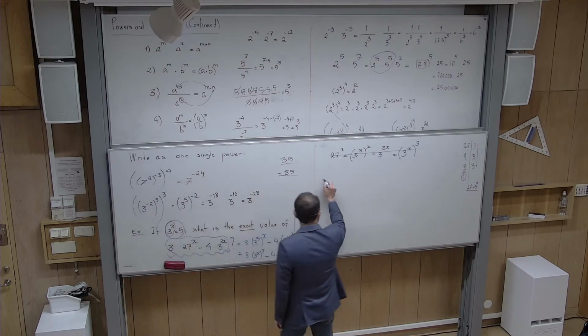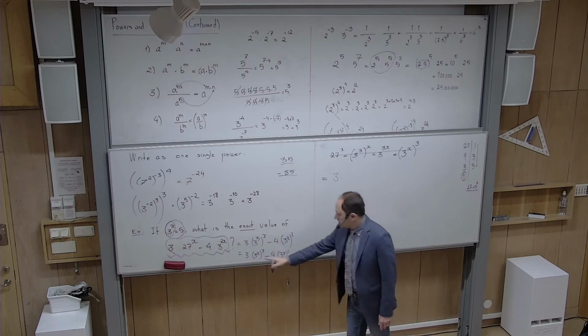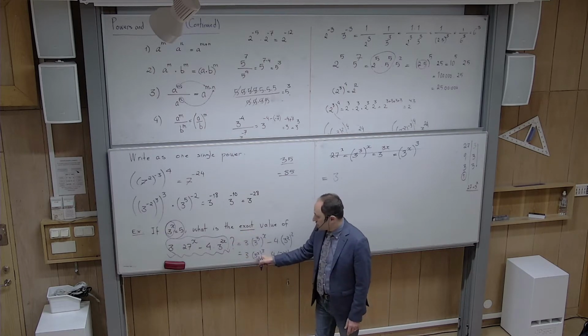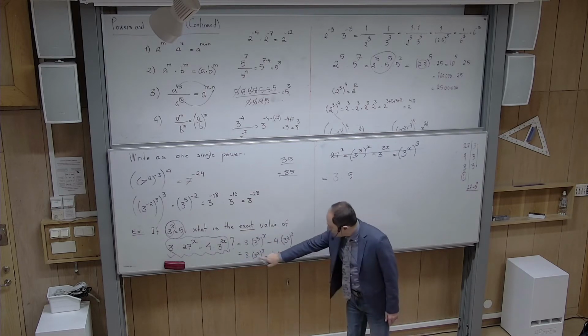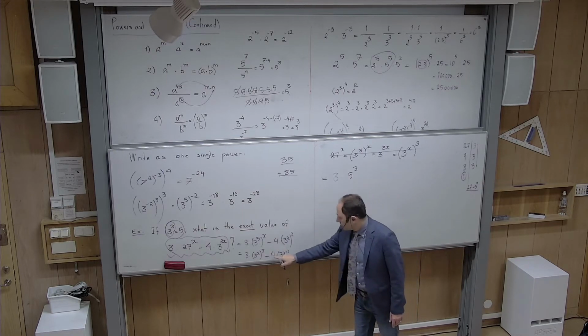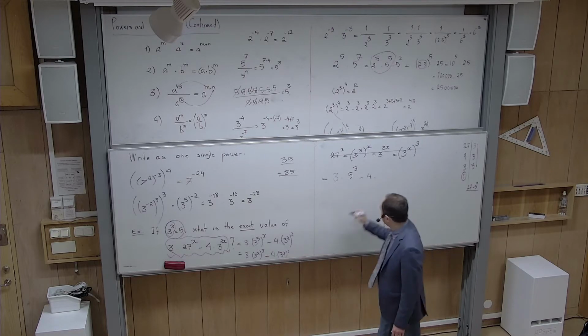So I continue here. I have 3, copy and paste, times, instead of 3 to the x, I don't even care what x is. I care what 3 to the x is, which is 5. So I write 5. But on top of 5, I have another power of 3. And then I have minus 4, and then I have times 5 to the power of 2.